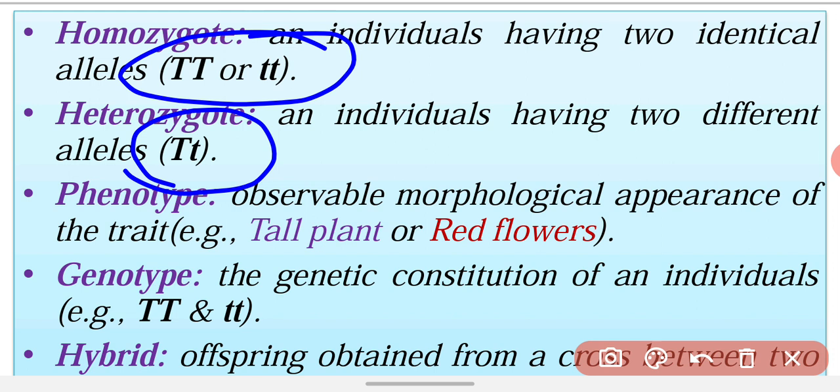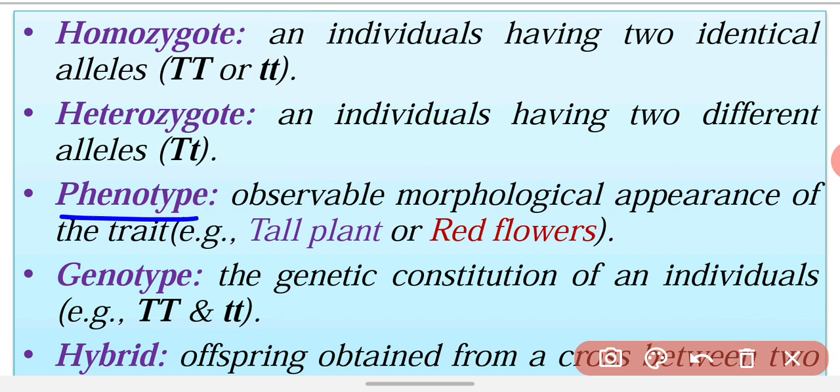Next one is the phenotype. The observable morphological appearance of the trait, for example, tall plant or red flower. That means the morphological character of any living organism is known as the phenotype.